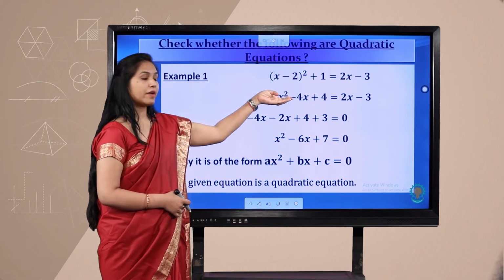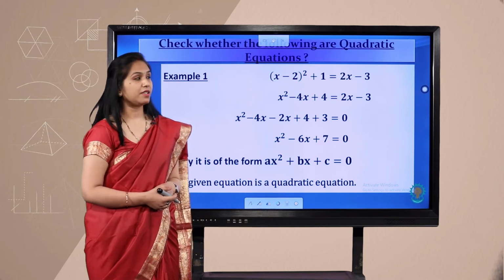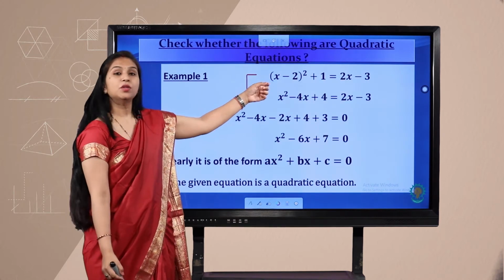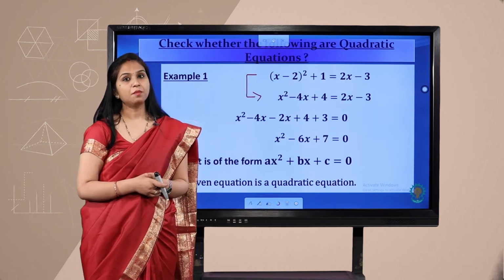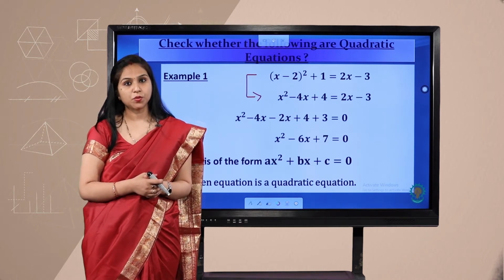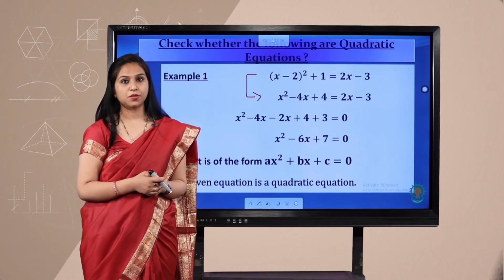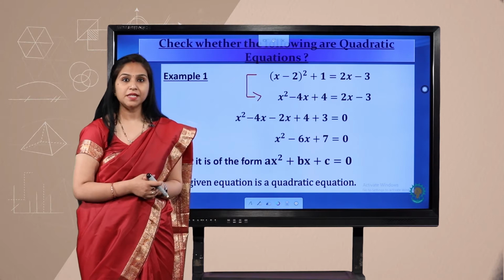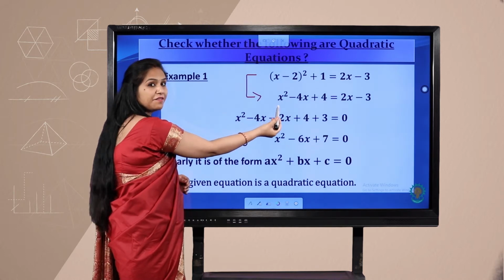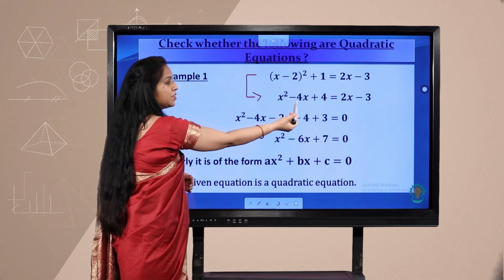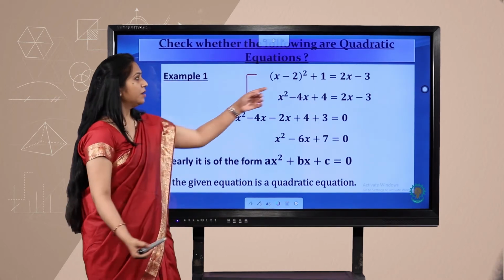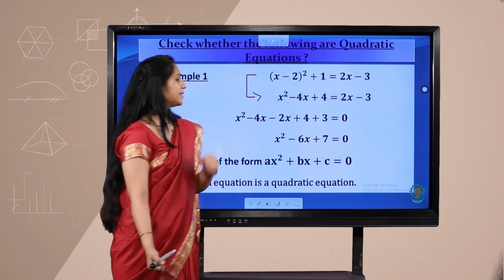x minus 2 whole square plus 1 is equal to 2x minus 3. When you go to the next step, children, you are going to open this by using identity number 2, that is a minus b whole square. a minus b whole square is equal to a square minus 2ab plus b square. So, open this bracket by using the identity. Apply the identity here, this is a, this is b. So, this gives you a square minus 2 into a into b, that gives you 4x, and plus square of b, that is 4. And here you have 2x minus 3 as well.